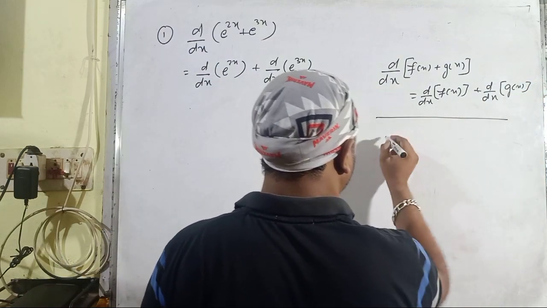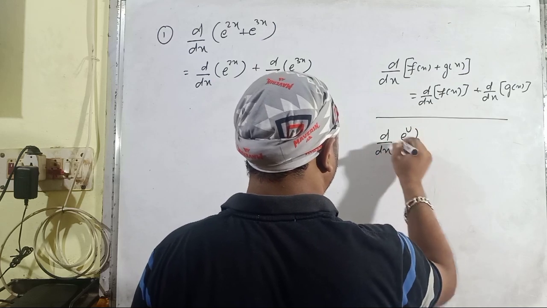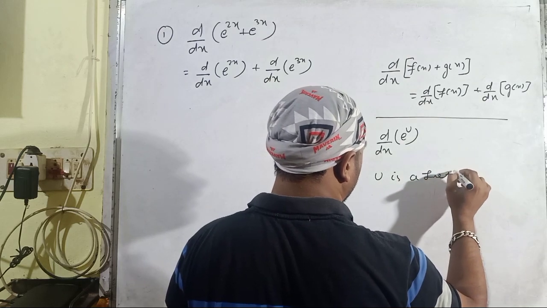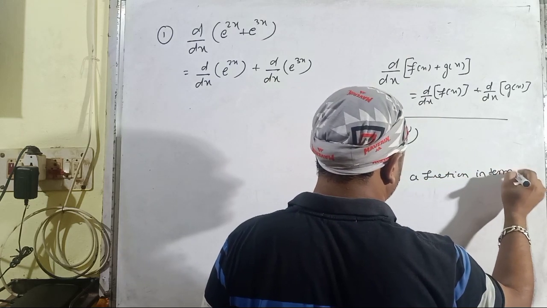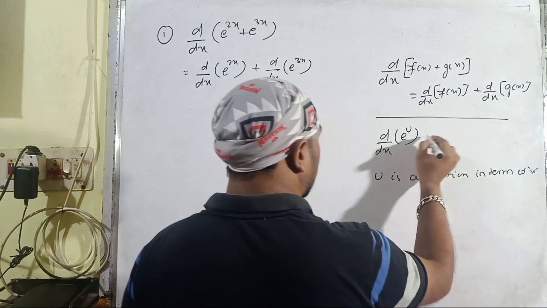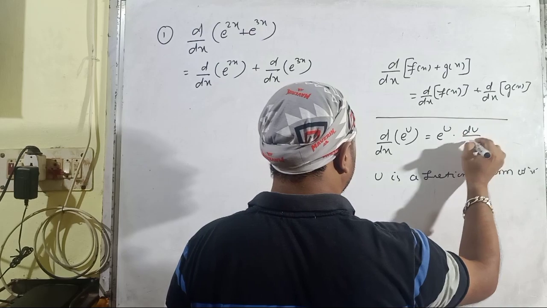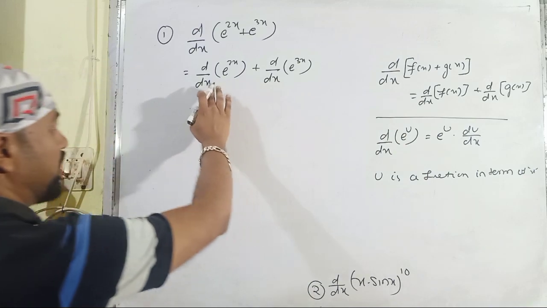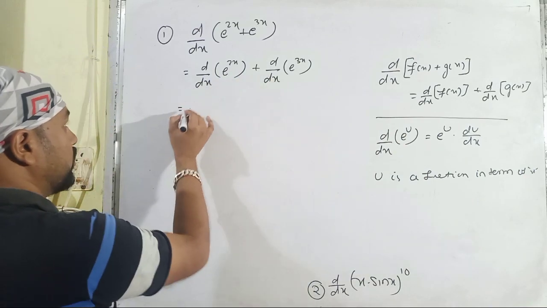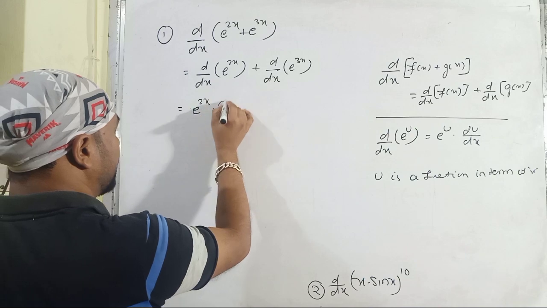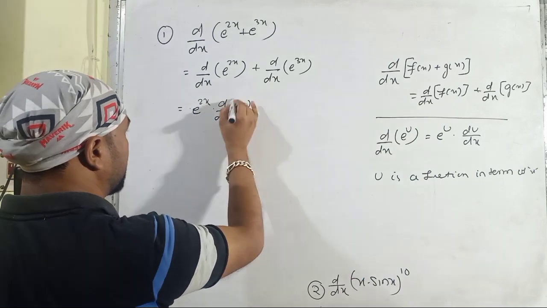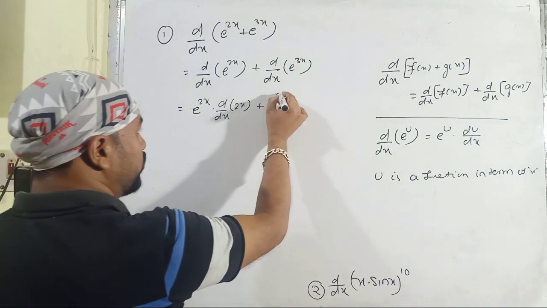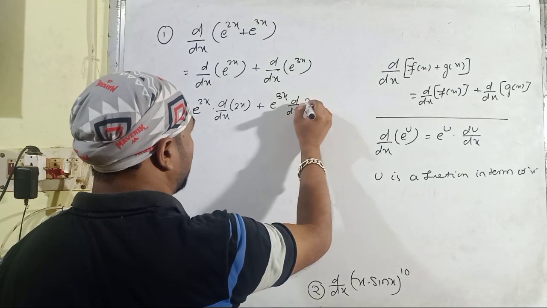Then we have to apply the chain rule: differentiation of e to the power u, where u is a function in terms of x, is e to the power u multiplied with the differentiation of u with respect to x, and this formula will be applied in both of the cases. So it will be e to the power 2x multiplied with the differentiation of 2x with respect to x, plus differentiation of e to the power 3x with respect to x, which is e to the power 3x multiplied with the differentiation of 3x.